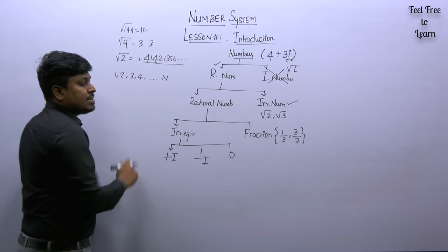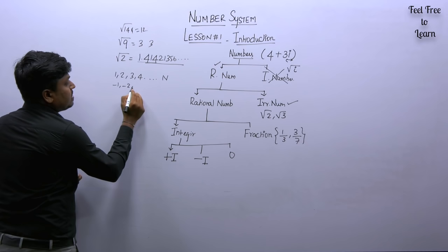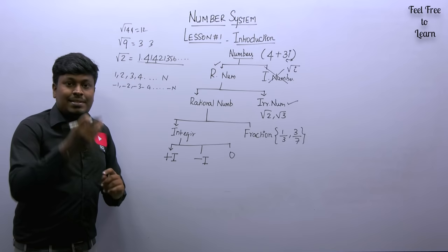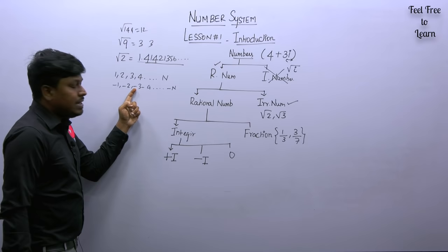Negative integers are minus 1, minus 2, minus 3, minus 4, and it goes on till minus n. It is called a negative integer. 0 is a normal number, the starting number, right? So this is 0. So integers are separated into three categories: positive integer, negative integer, and zero.